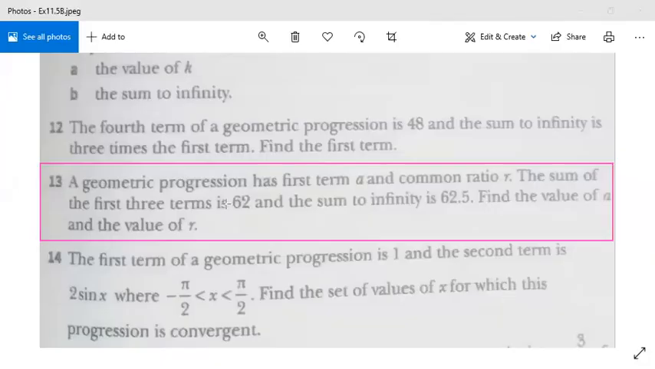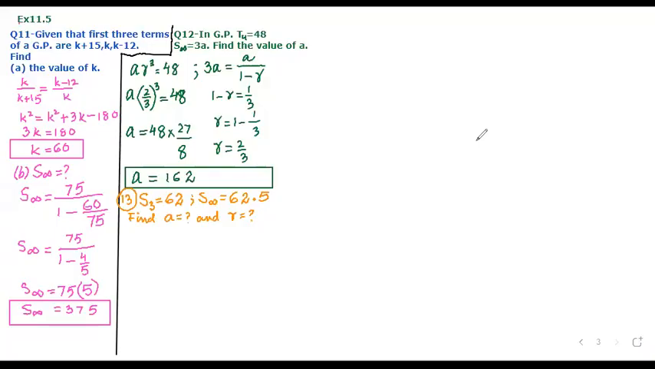In question number 13, given that the geometric progression has first term a and the common ratio r, the sum of the first three terms is 62, meaning S3 is 62, and the sum to infinity is 62.5. So we have to find the value of a and the value of r in question number 13. So as given, S3 is equal to 62 and S infinity is equal to 62.5.